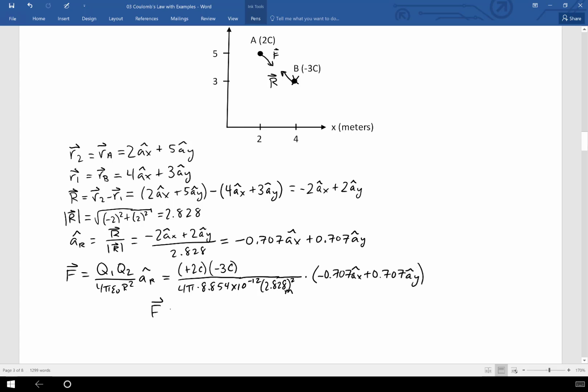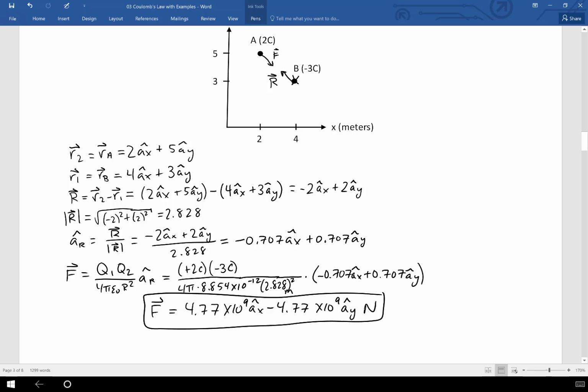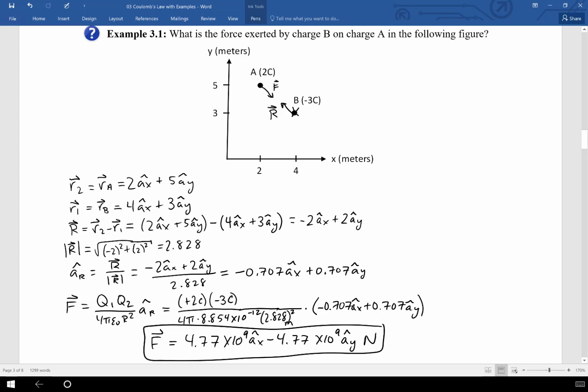Finally, we're going to end up with the force being 4.77 times 10 to the 9th A sub x minus 4.77 times 10 to the 9th A sub y, all of this in units of newtons. So that is the magnitude of the force between two charges, one of 2 coulombs, one of negative 3 coulombs. And if we look at this, we can see that this has a positive x component of the force and a negative y component. And when I come back up here and I look at the force that I originally sketched, it has a positive x component and a negative y component. So I'm feeling pretty good about this.